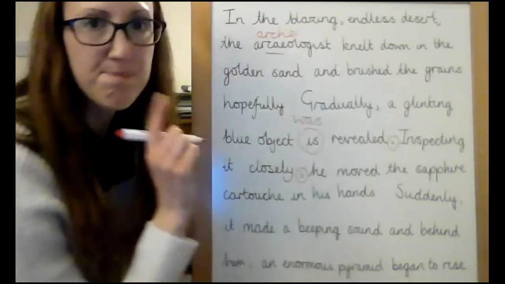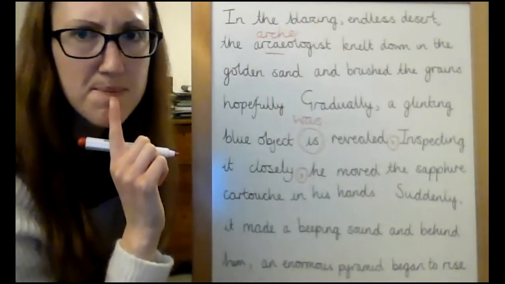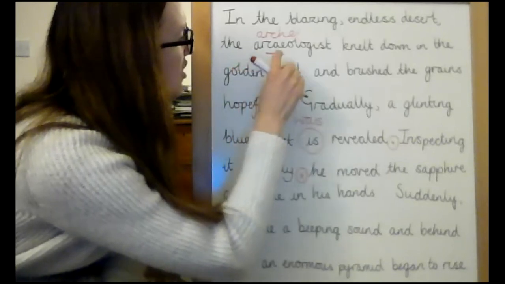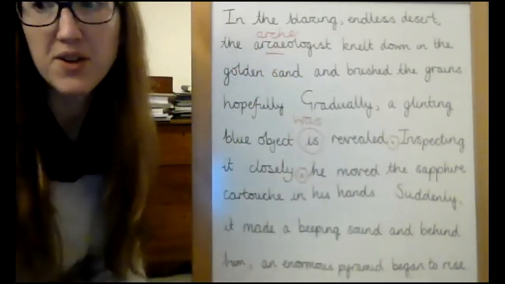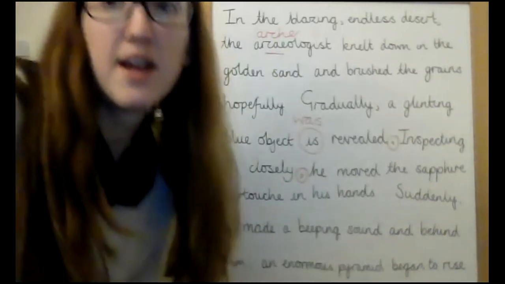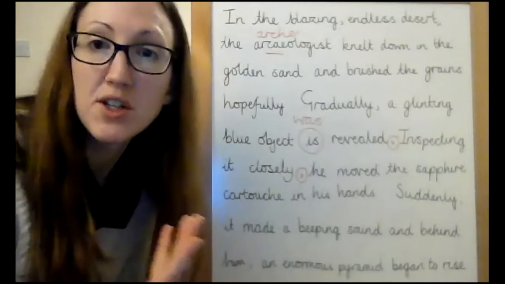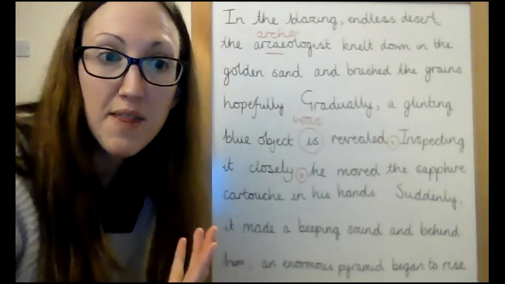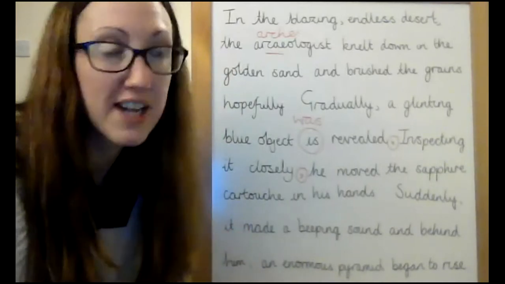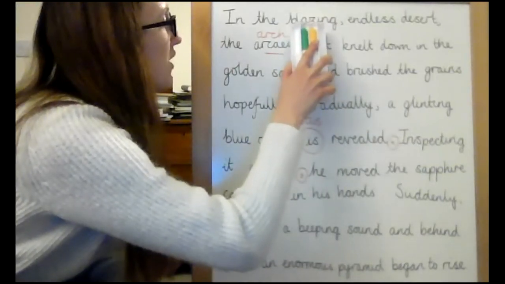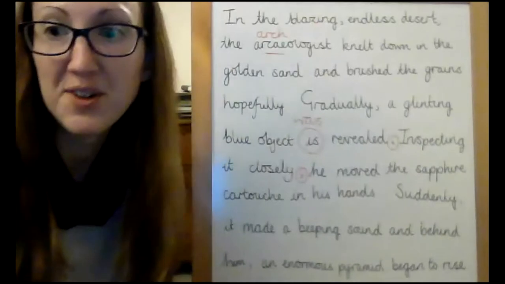Now look, started with my E. Let me just double check that here. A-R-C-H-A-E. Now, I'm just going to grab my rubber, because I want to make sure this writing is tip-top. And if you find that you've made a mistake, then don't leave it, correct it straight away. If you have a rubber, that's ideal. If not, you'll just cross through and carry on.